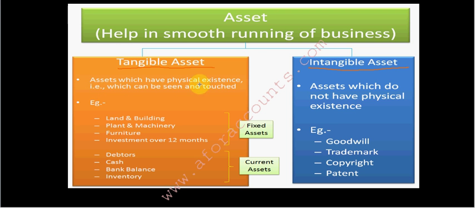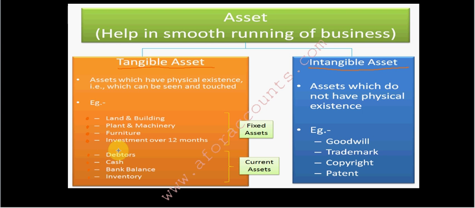Let's read the meaning. Assets which have physical existence, that is, which can be seen and touched, are called your tangible asset. The examples are land and building, plant and machinery, furniture, investments, debtors, cash, bank, inventory, that is your stock. Inventory means your stock.